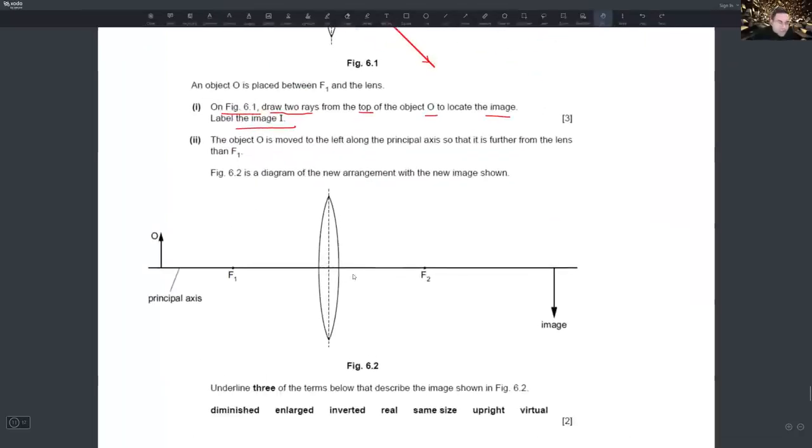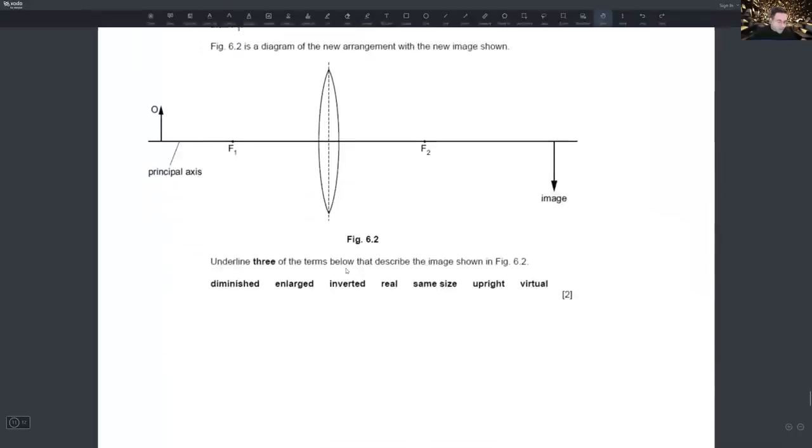The object is moved to the left along the principal axis. So he moved it to the left and, oh, it's right before F1, like it's somewhere here before F1. Figure 6.1 is a diagram of the new arrangement. Underline 3 of the terms below that describe the image.